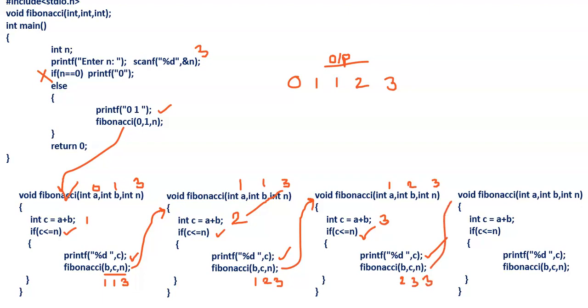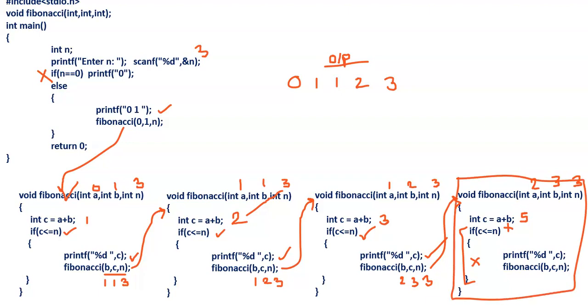Again another Fibonacci function is called here. In this function a value is 2, b value is 3 and n value is also 3. Then we calculate c. c is equal to a plus b, that is 2 plus 3, 5. Here this condition fails. Why? Because 5 is not less than or equal to 3. That means these statements are not executed. That means now this recursion process is stopped at this point.